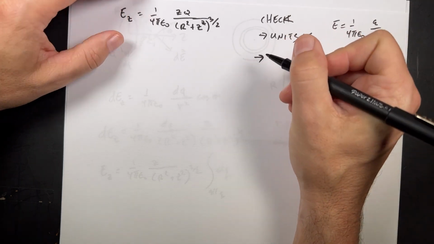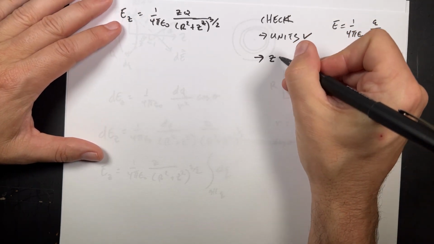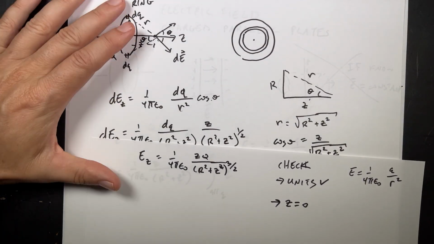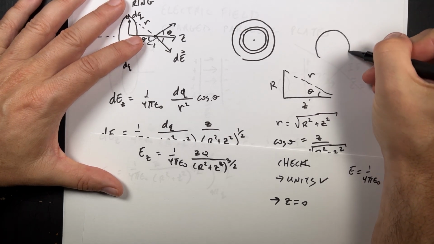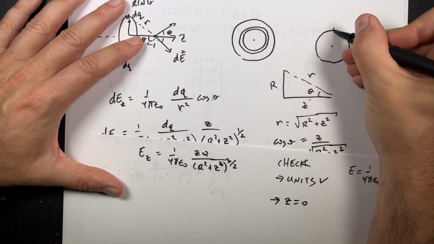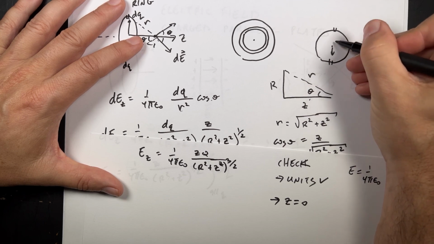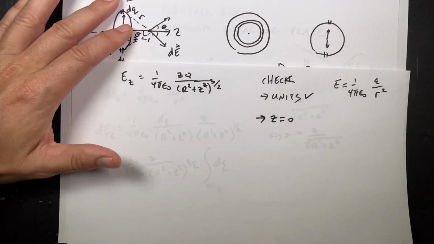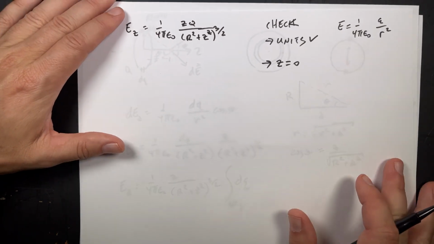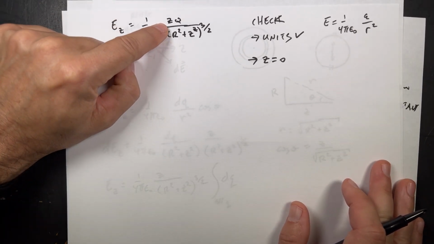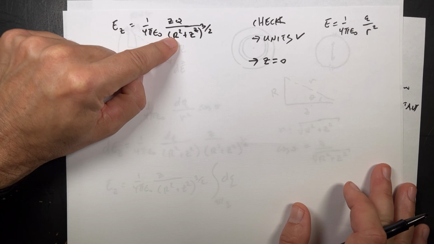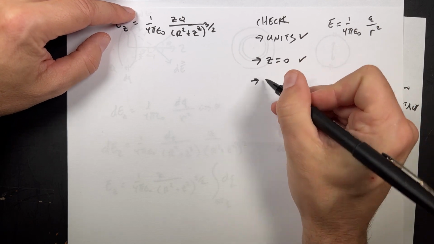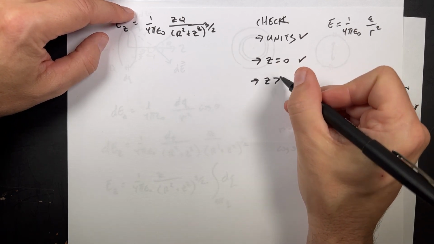Check. Let's check what happens if z equals 0. If I go back over here, I would be right in the middle of the ring, and every piece I take would have an electric field on the opposite side that cancels. So all the electric fields should add up to 0. So I should get 0 electric field at z equals 0. If I put in z equals 0 here, I get 0 on the top. I get R cubed on the bottom. So it is 0. Check. What about as z is much greater than R?